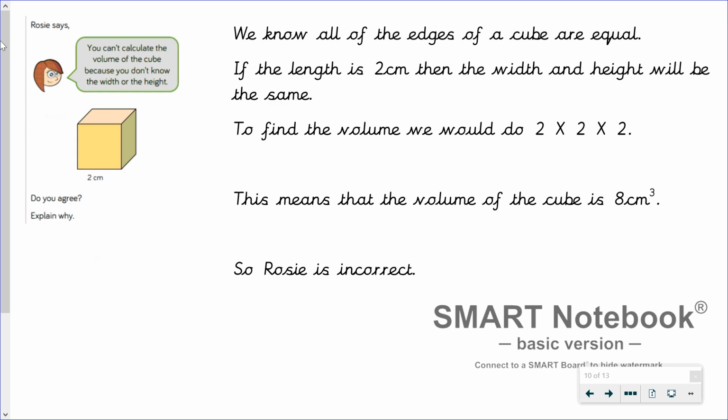Okay, let's go through some answers. So the first one, Rosie says that you can't calculate because we don't know the width or height. All edges of a cube are equal. That's basically what we needed. So all of them are going to be 2. So it's going to be 2 length, 2 width, 2 height, 2 times 2 times 2 is 8. So it's 8 centimeters cubed. So we very much can calculate it. So Rosie's wrong. So hopefully we got Rosie's wrong and all edges of a cube are equal. If you put sides, I'm not going to kick off. Just as long as we've said that they're all equal, they're all going to be 2, you're fine.